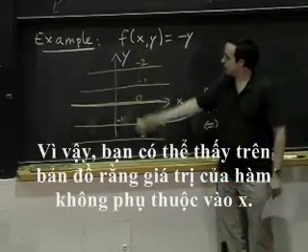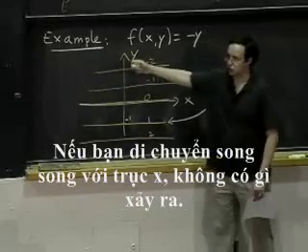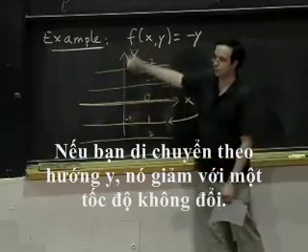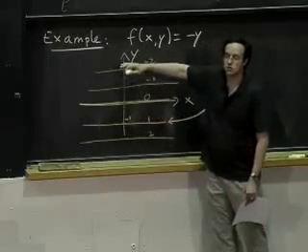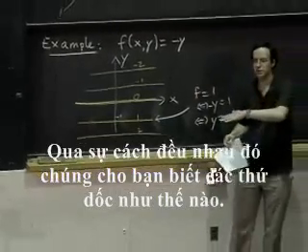So you can see on this map that the value of the function doesn't depend on x. If you move parallel to the x-axis, nothing happens. If you move in the y direction, it decreases at a constant rate. That's why the contours are evenly spaced. See, how spaced apart they are tells you actually how steep things are.